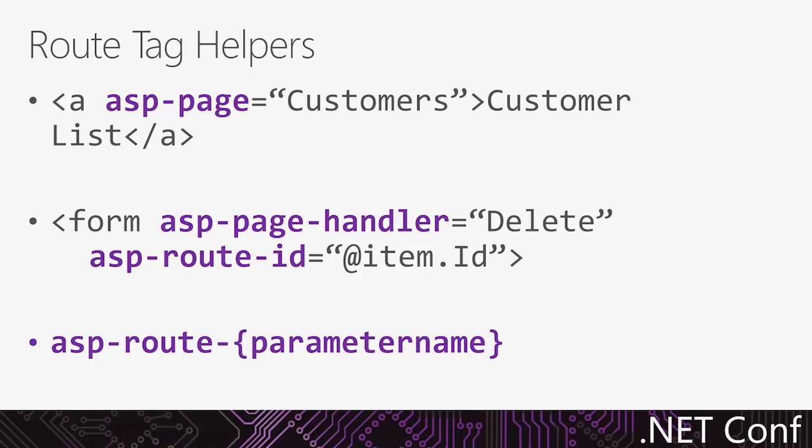However, if the parameter that I'm specifying with the ASP-route helper is not something that is part of that route, then it will just get added as a query string. And so I might have something like, customers slash delete question mark ID equals, and then the ID. So the URL creation will either use query strings or part of the route, depending on the route template that's defined for that destination route that you're specifying.